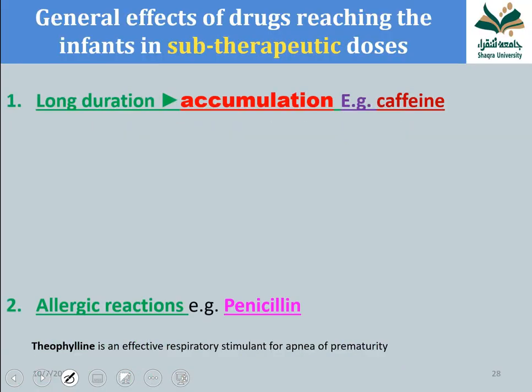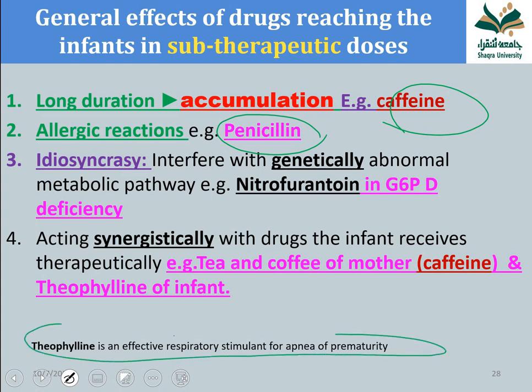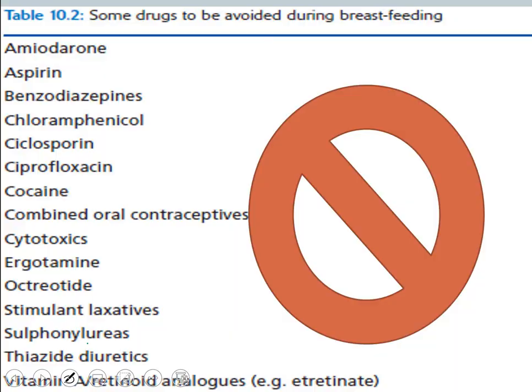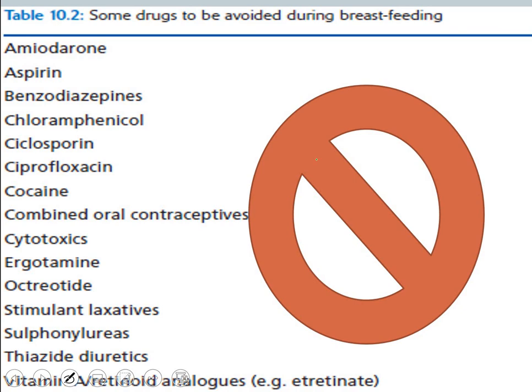So it depends from drug to drug; there are maternal factors, drug factors, and of course other factors like the infant's factors. The general effects of drugs reaching infants in subtherapeutic doses: drugs of long duration may sometimes accumulate, so caffeine may accumulate, and allergy may occur, like insulin producing allergy. Remember, theophylline is an effective respiratory stimulant, a remedy for apnea in case of prematurity of the infant. So these are drugs which cannot be given. This is very important, so you have to keep these in mind.